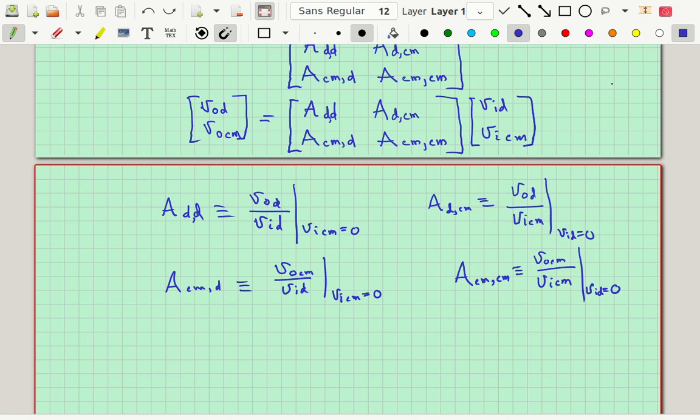Similarly, to find AD,CM, you would find the output differential voltage. You would put in an input common mode voltage, make sure VID is 0, and find the ratio there. And then ACM,D is the common mode output due to a differential input with the common mode input set to 0, and ACM,CM is the common mode output caused by the common mode input with the input differential voltage set to 0. Hopefully this was helpful for you to understand common mode and differential amplifiers, 2 in, 1 out, and 2 in, 2 out.